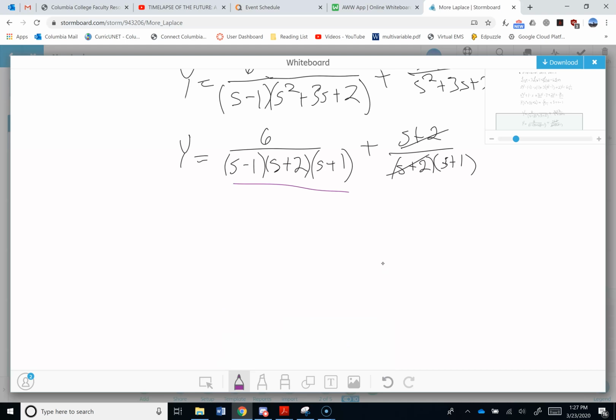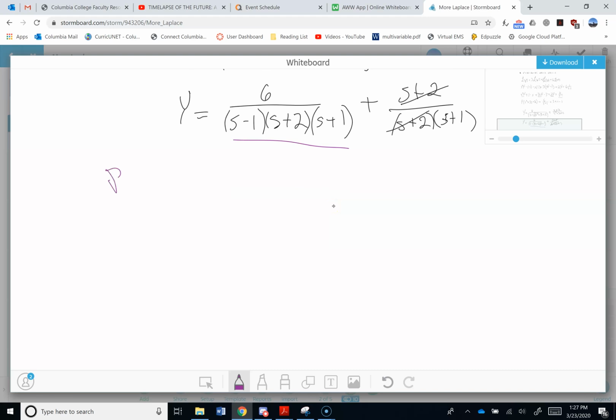But this guy is a problem, yeah? Mm-hmm. So I need to partial fraction decompose that somewhere. Yes. Okay. Partial, oops, that's not how you spell partial fraction decomposition.